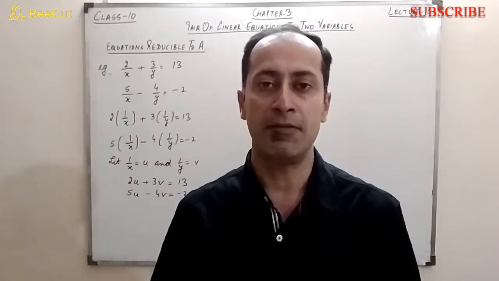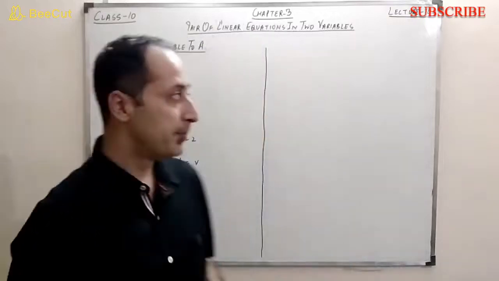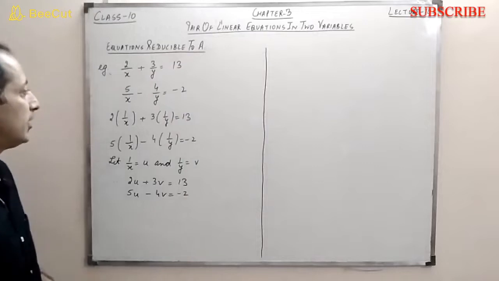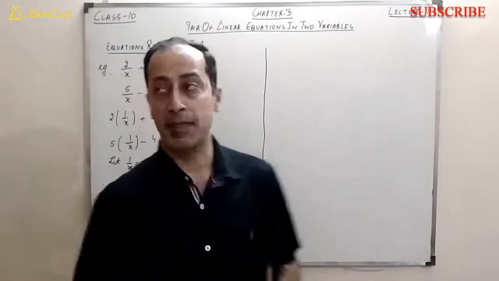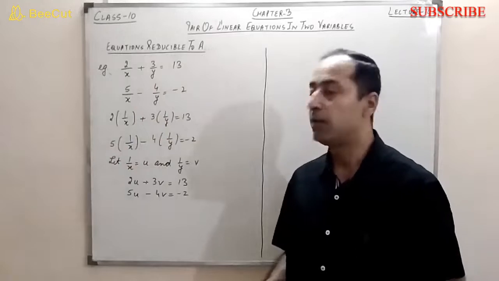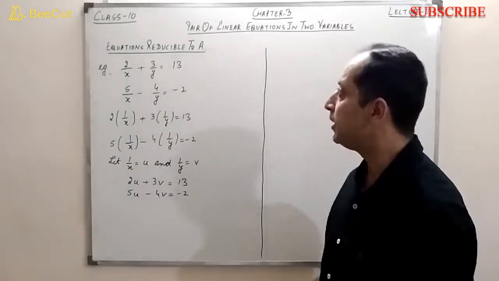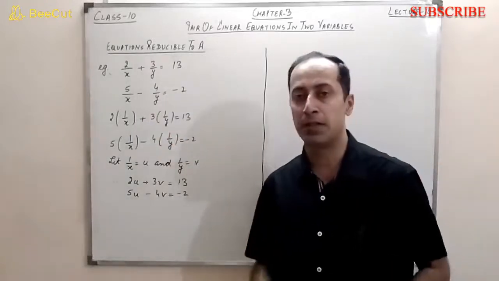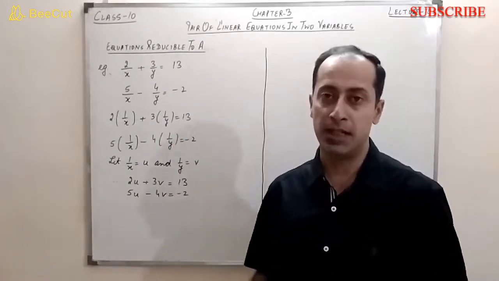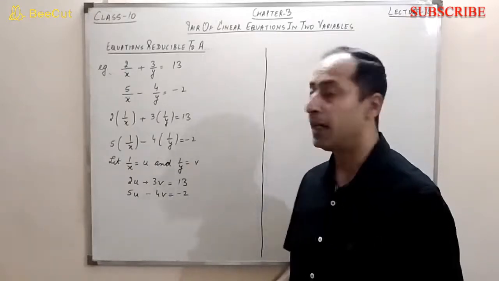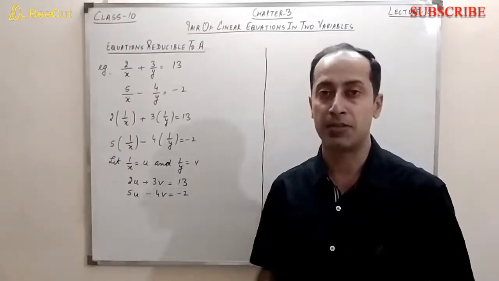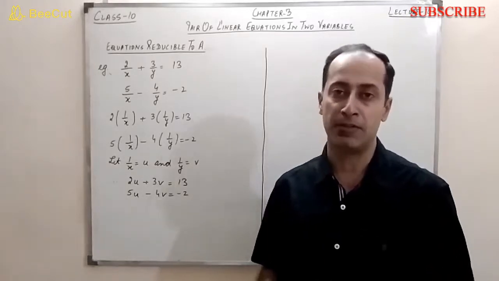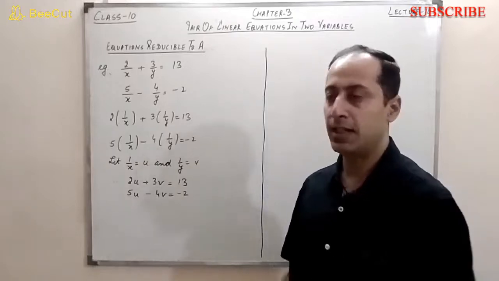So dear friends, let's start with one of the examples which you can see on the board. This is the example given: 2 by x plus 3 by y equal to 13, and the second equation we have is 5 by x minus 4 by y equals to minus 2. If you see clearly, these are not linear equations, because if you take these two variables from the denominator to the numerator, the power of the variable becomes negative, and when the power becomes negative, it means it is not a linear equation. But these equations can be reduced to the form of a pair of linear equations. And how do we do that? Let's just see the steps first.